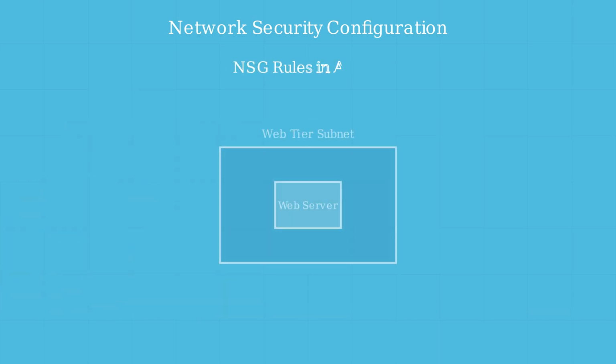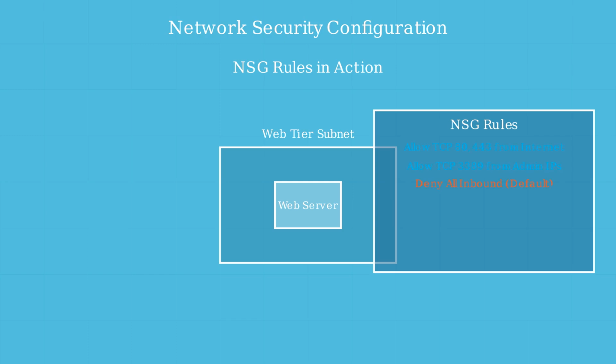Let's see NSG rules in action with a practical example. Here, we have a web server in a subnet protected by an NSG. The NSG allows HTTP and HTTPS traffic from the internet to reach the web server, while blocking other potentially harmful traffic like FTP or Telnet. This selective filtering is the essence of network security configuration in Azure Virtual Networks, allowing legitimate traffic while stopping potential threats.